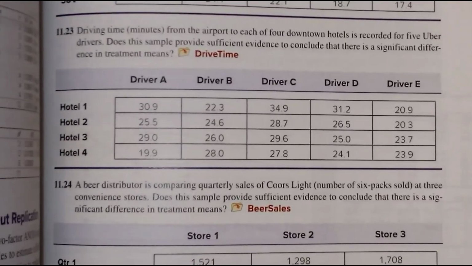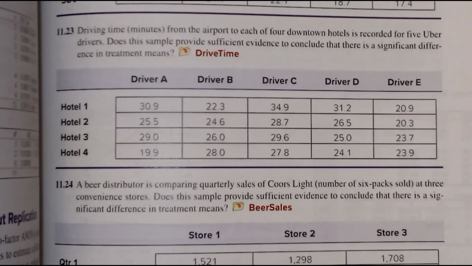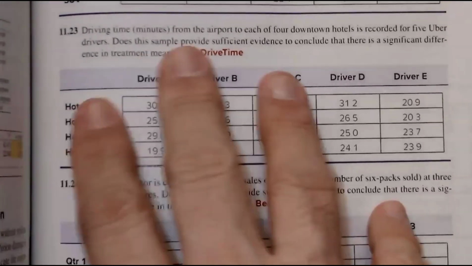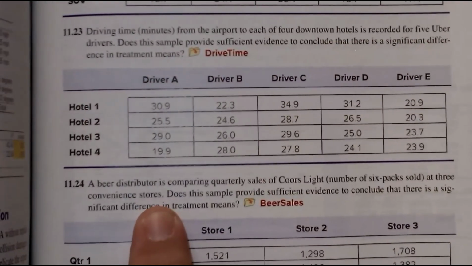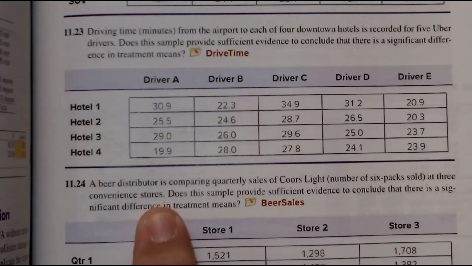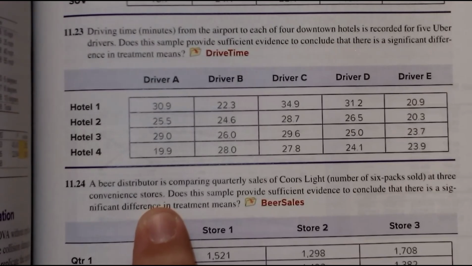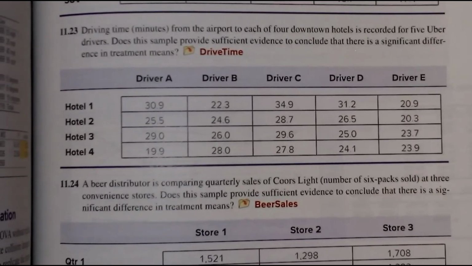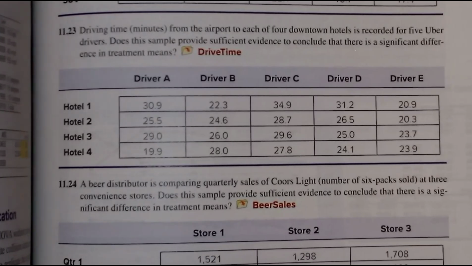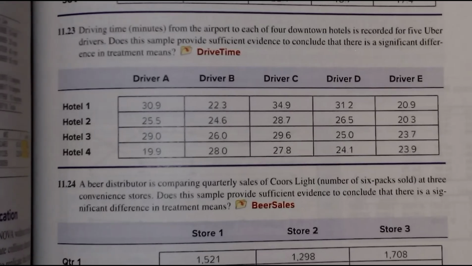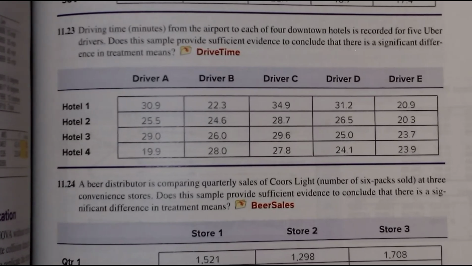Question number 23. Driving time from the airport to each of 4 downtown hotels is recorded for 5 Uber drivers. Does the time to get from the airport to my hotel matter based on which driver or which hotel? All 4 hotels are, quote, downtown. All 5 drivers drive for Uber. Does the choice of driver or the choice of hotel matter?